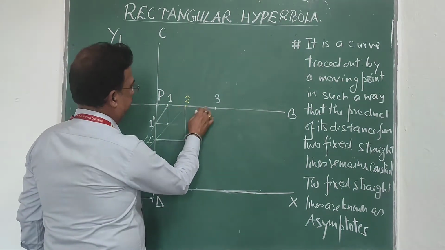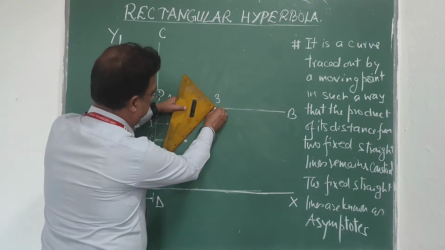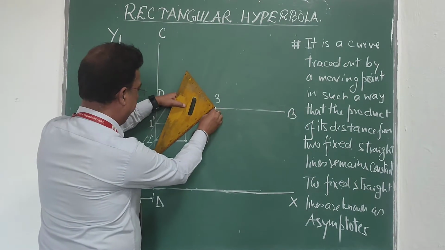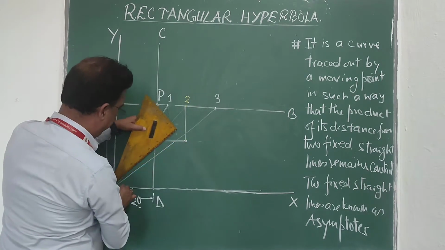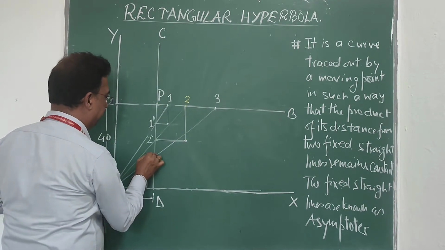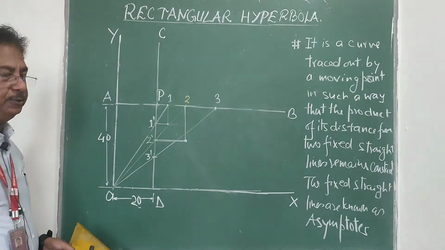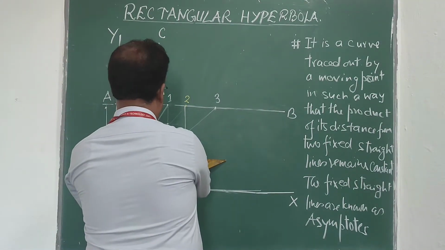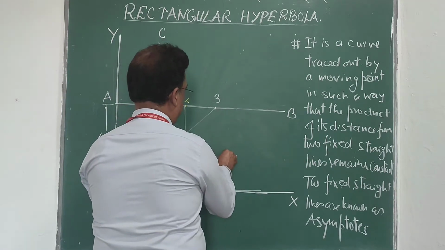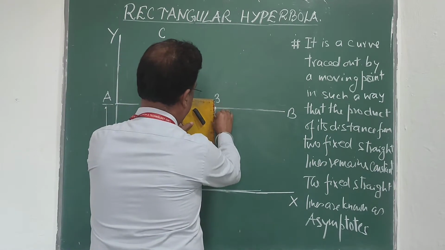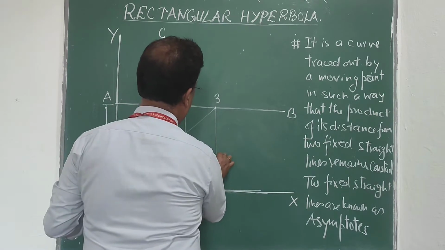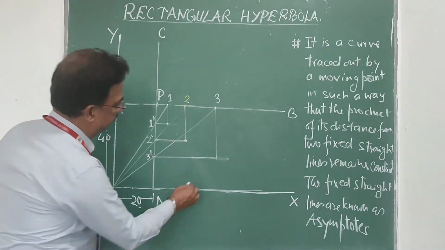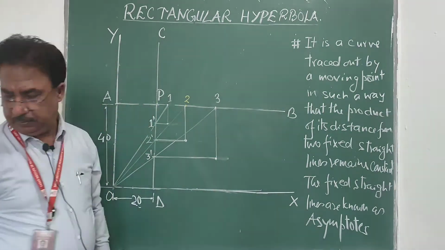This time after 10, suppose I have taken a distance of approximately 20 mm, and again join this 3 with point O. On the way it will cut this vertical line at, suppose, 3 dash point. Now from this 3 dash draw a line parallel to the OX, and from this 3 draw a line perpendicular to OX. So this is one of the points on the curve.